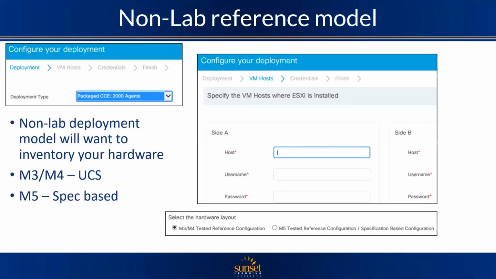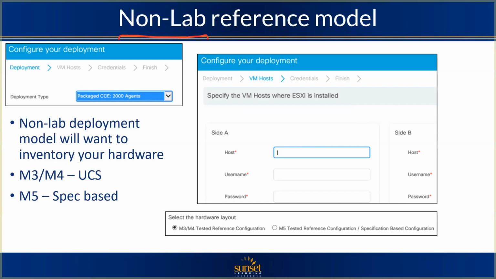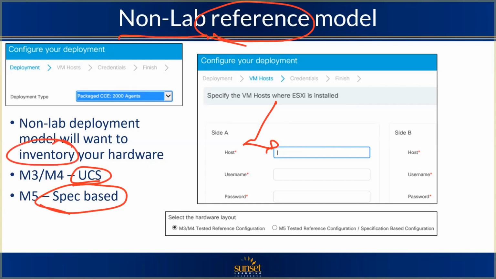2,000 agents. So in this particular example, what if I go with a non-lab, truly based reference model? Well, notice that one of the things that they're asking you for in the non-lab reference model is basically host information for not where all your servers are, but really where your UCS or spec-based servers are, so that it can actually go out and inventory all of your hardware. If you're trying to do this on the cheap or not use exactly all the right OVAs or not the right amount of memory, you probably don't want this option for your lab in your basement. You probably want the lab version, as we'll show you.